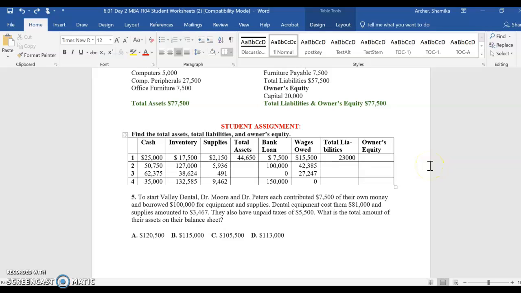So if we know assets is $44,650, we need to figure out what the difference is between $44,650 and $23,000 to figure out what owner's equity is. So if you subtract $23,000 from $44,650, you're going to get $21,650. So this is what you're looking at here. So let's do the next one.